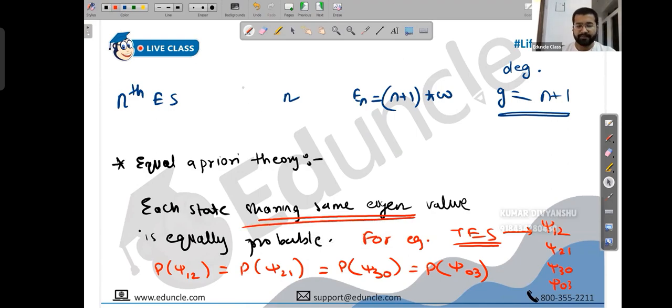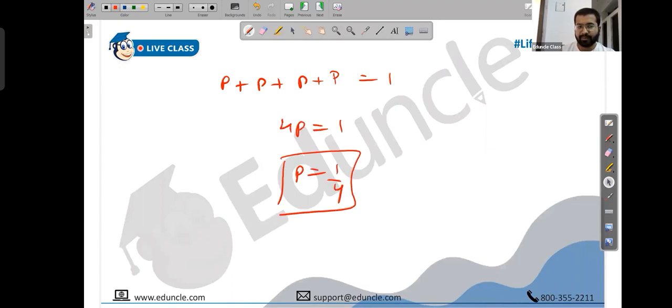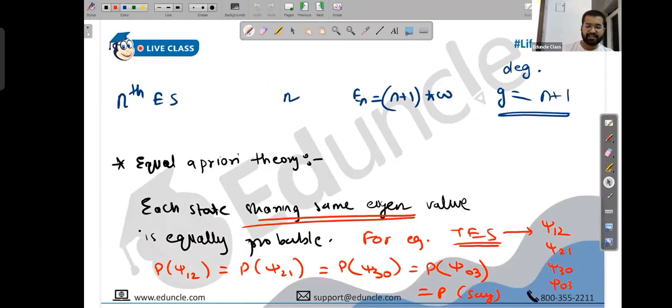And the total probability should be 1, people. So you can call each of them P. The value of P plus P plus P plus P, the total probability, should be 1. So 4 times P will be 1, so P will be 1 by 4. So the probability that the particle will exist in each state is 1 by 4, or 0.25. Ask me if you have any questions.